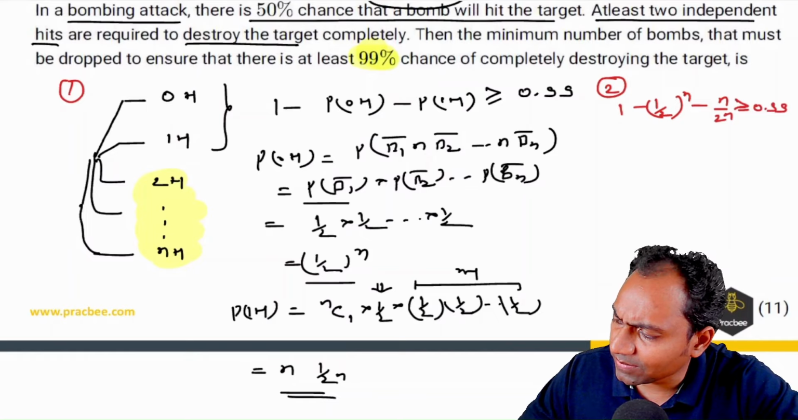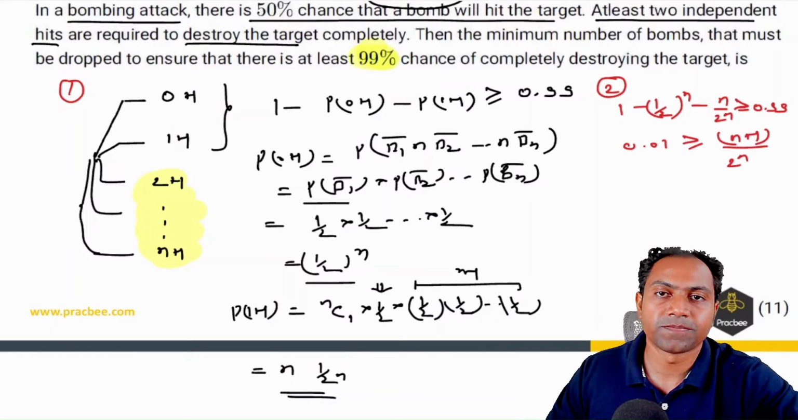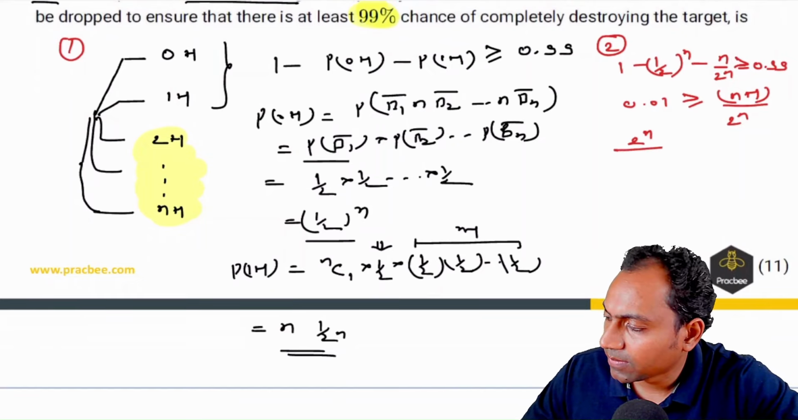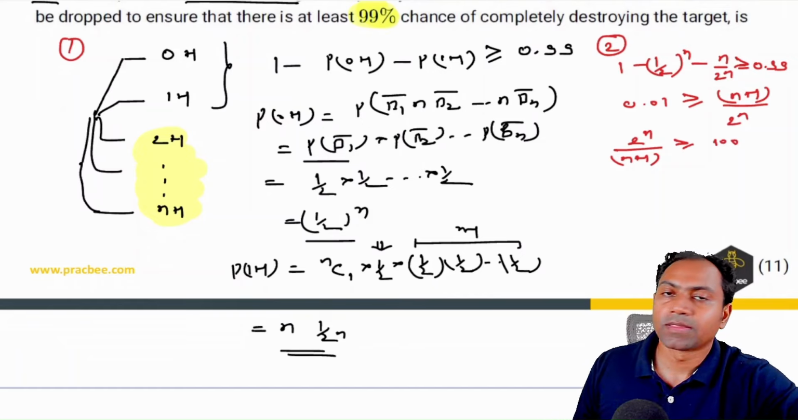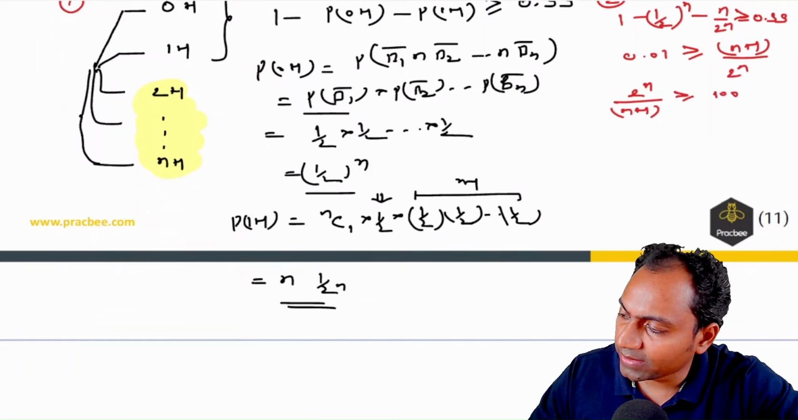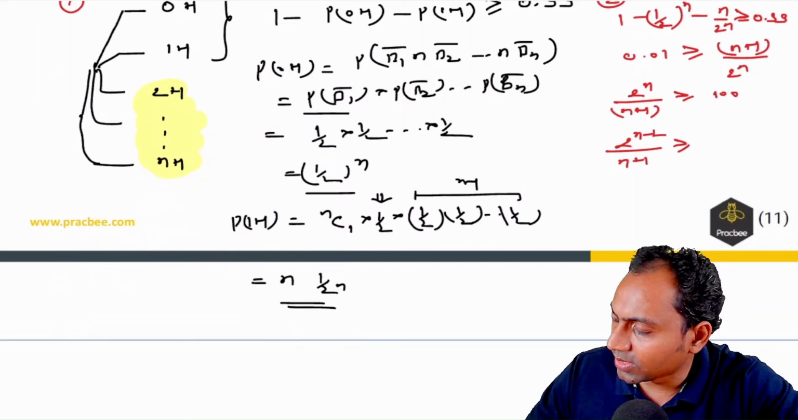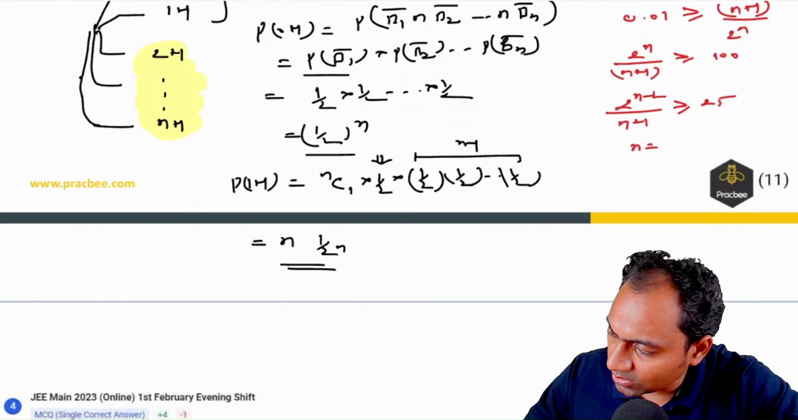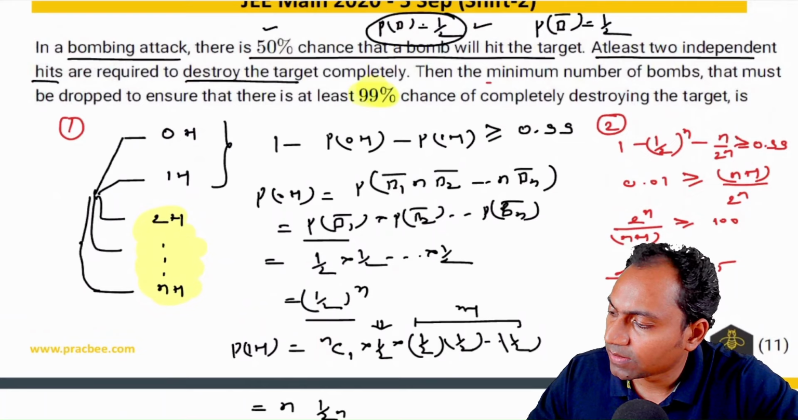If I simplify this, this can be written as 0.01. If I take 0.9 on this side, it is greater than or equal to n plus 1 by 2 raised to the power n. Or this can be written as 2 raised to the power n by n plus 1 needs to be greater than or equal to 100. Now if you solve this further, I can also divide this by 4. So this becomes 2 raised to the power n minus 2 by n plus 1 needs to be greater than or equal to 25. If you check the values of n, you will figure out that n equal to 11 is the minimum value that will satisfy this. Hence the answer to this question comes out to be 11.